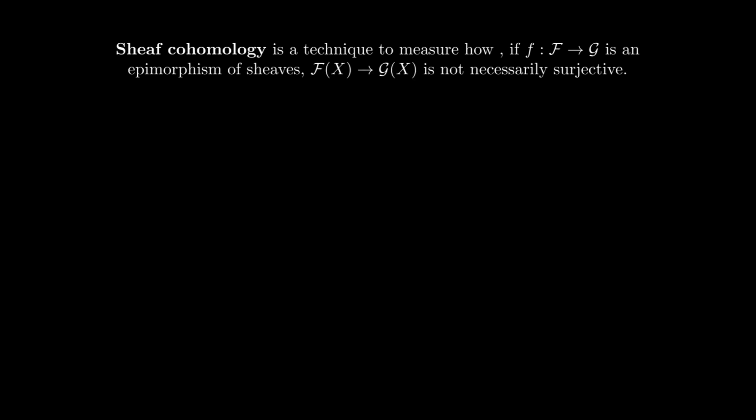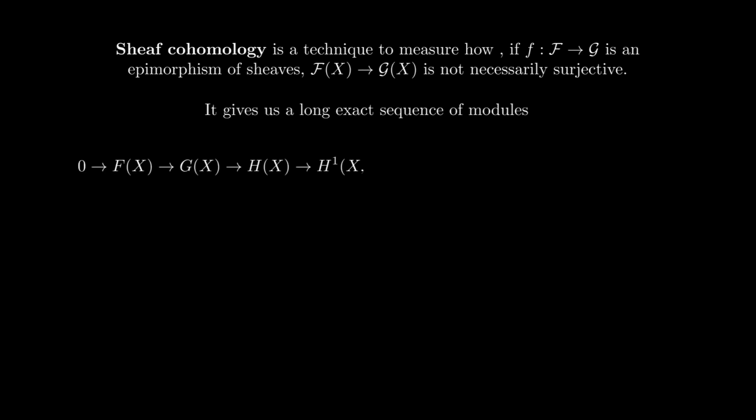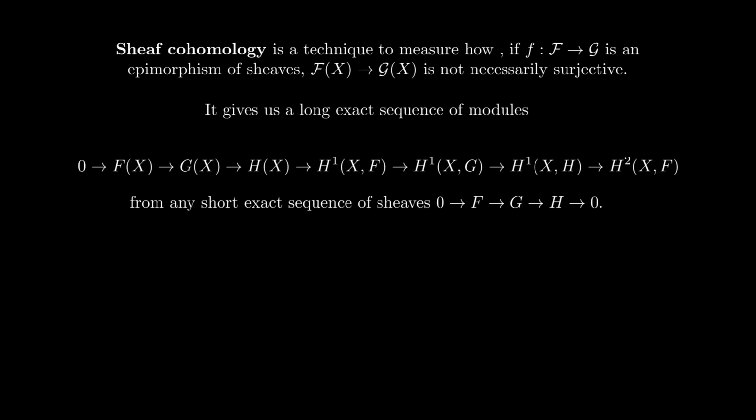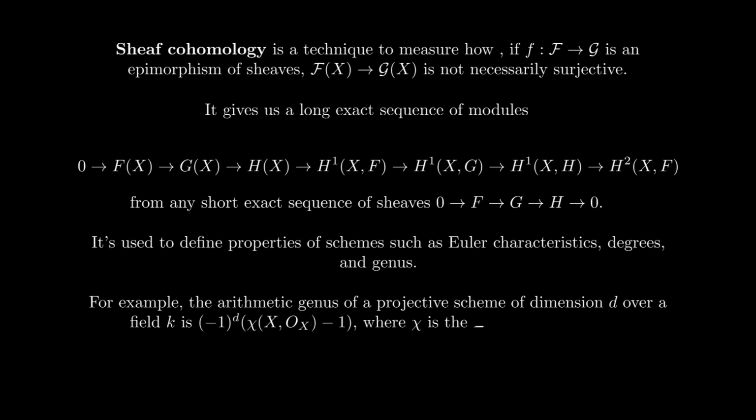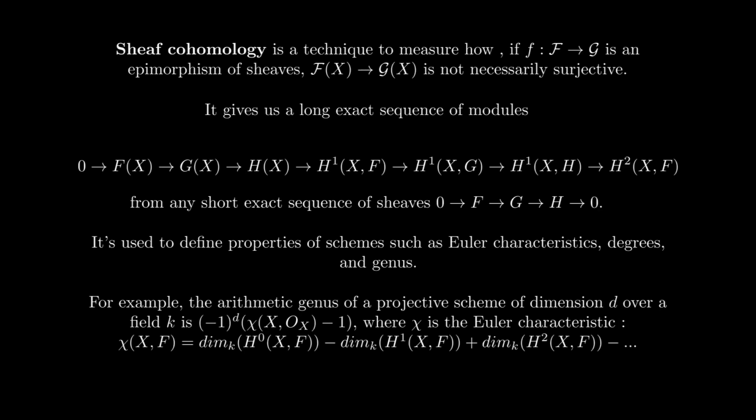Sheaf cohomology is a way to measure how an epimorphism of sheaves does not always lead to a surjective module homomorphism. It gives us a way of constructing a long exact sequence of modules from a short exact sequence of sheaves. It's a very important tool that can be used to study schemes and sheaves on them. For example, it's used to define Euler characteristics, which is then used to define degree and arithmetic genus. The formula is shown here.